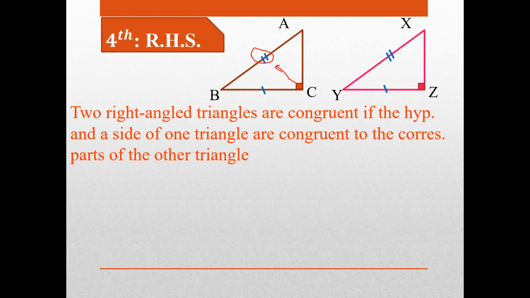So our case will be right angle, hypotenuse, side. We have two right angled triangles. If the hypotenuse in the first triangle equals the hypotenuse in the second triangle, and a side of the right angle is congruent to the other side in the other triangle, the two triangles will be congruent.